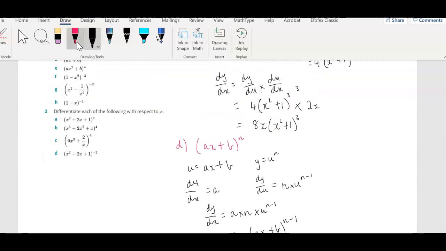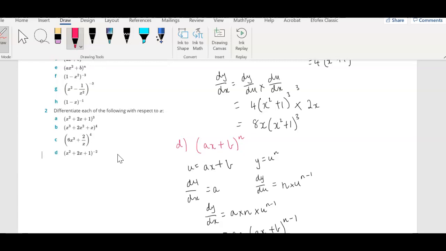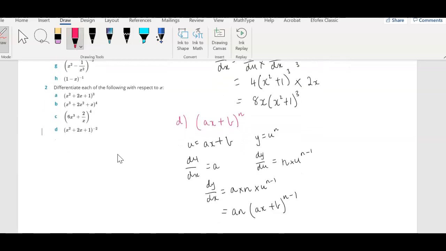Let's do one with the negatives. It's just the same thing. Let's do g because g looks a bit tricky. So we've got x squared minus 1 over x squared, all to the negative 3. Now, if you ever have a base on your denominator, like we do here with 1 over x squared, just rewrite it as x to the negative 2. So x to the power of negative 2 is the same as 1 over x squared. So it's (x squared minus x to the negative 2) to the negative 3.